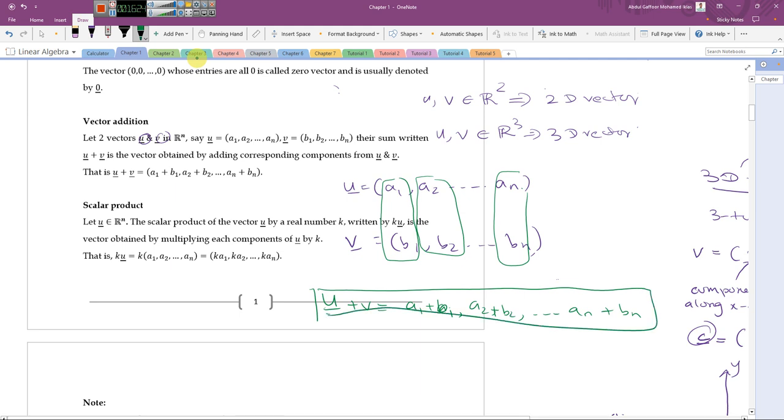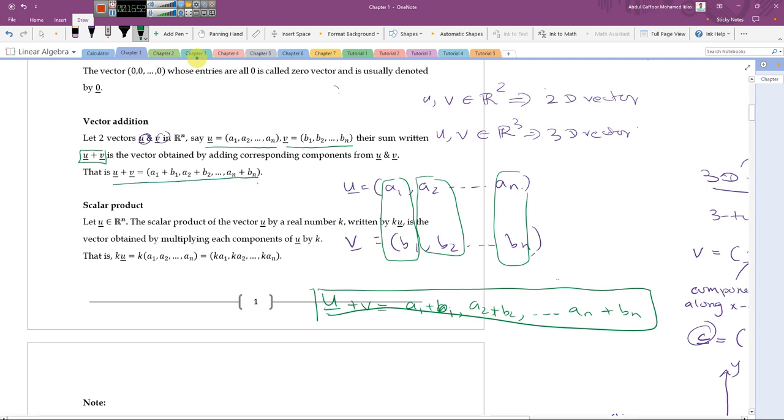The corresponding elements mean the component along the x-axis in the first vector and the component along the x-axis in the second vector. So we have to add a1 and b1, and a2 and b2, up to an and bn. So u plus v will be equal to a1 plus b1, a2 plus b2, up to an plus bn. So this is called vector addition, right? The sum of these two vectors can be written as u plus v, and the elements of u plus v will be the sum of the corresponding elements in the vectors.